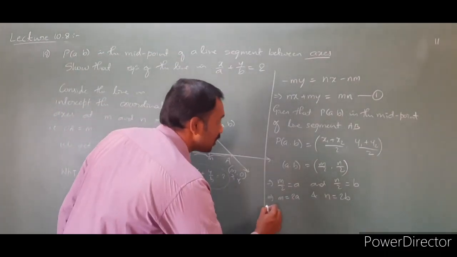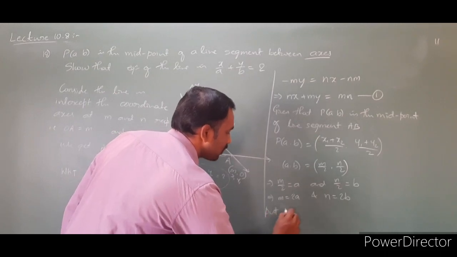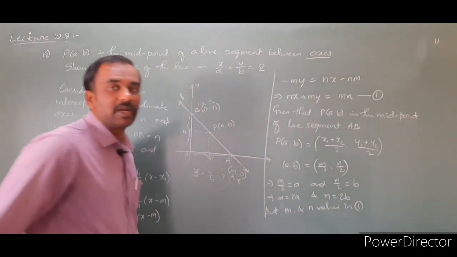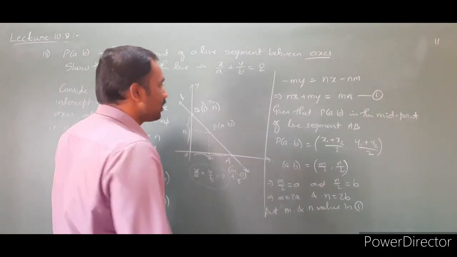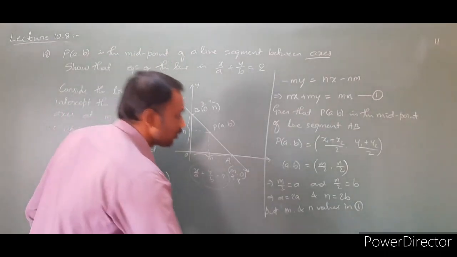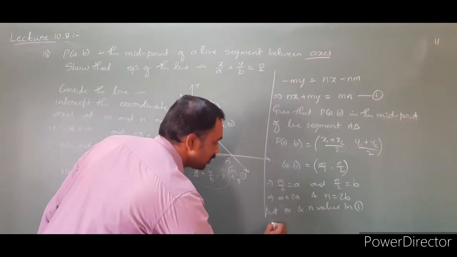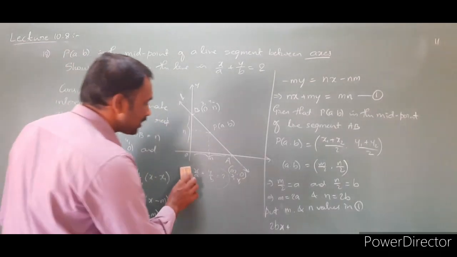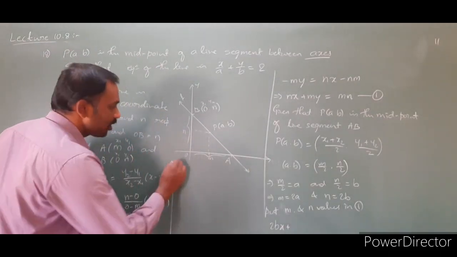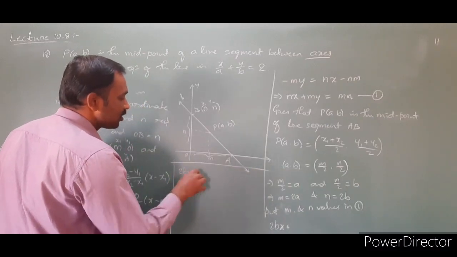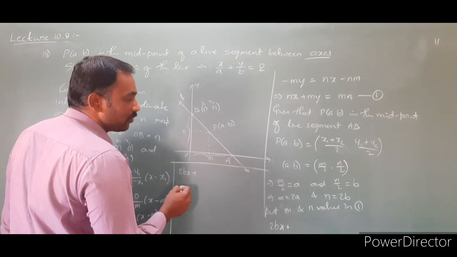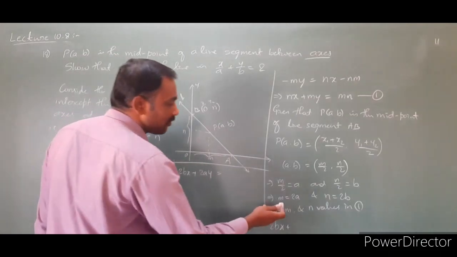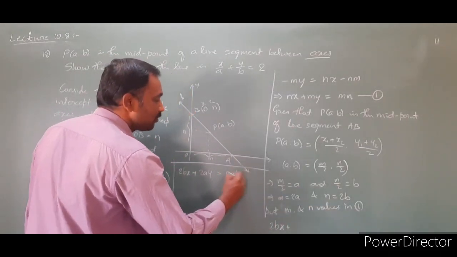Replace these m and n values in equation number 1. What will we get? In equation number 1, n into x is nothing but 2bx. If it is not visible, I will write it here. Equation number 1 implies 2bx plus m value, 2a, so 2ay is equal to mn. What is mn? m into n, which is 4ab.